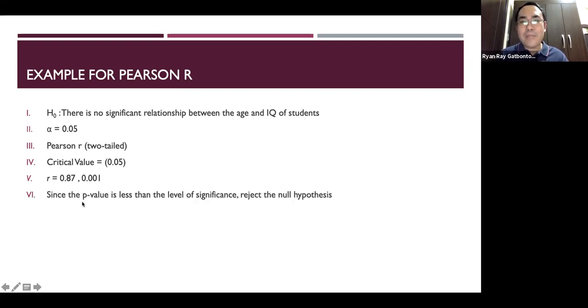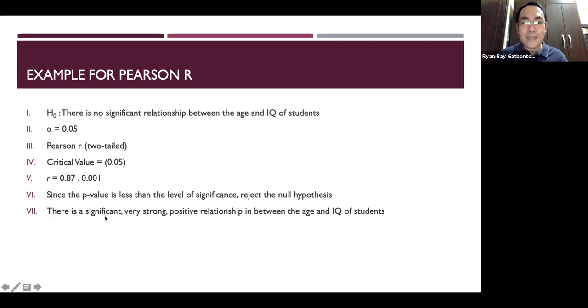Now that we know that the p-value is less than the level of significance, we reject the null hypothesis. Therefore, we can say there is a significant, very strong, because the value is 0.87, positive relationship. Positive means that the value is on the positive side, so it tells you the direction of your relationship. Therefore, it's a positive relationship between the age and the IQ of the students.